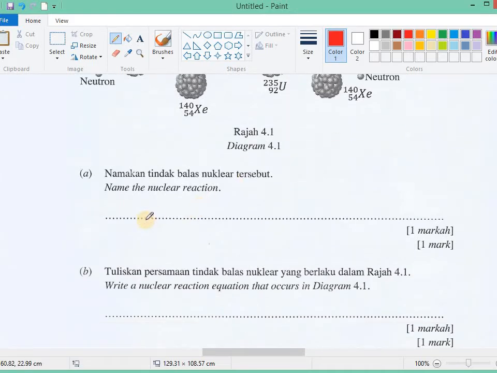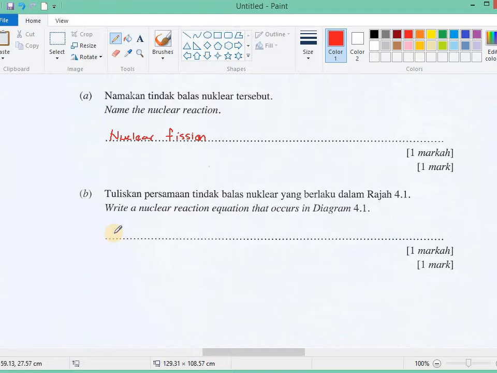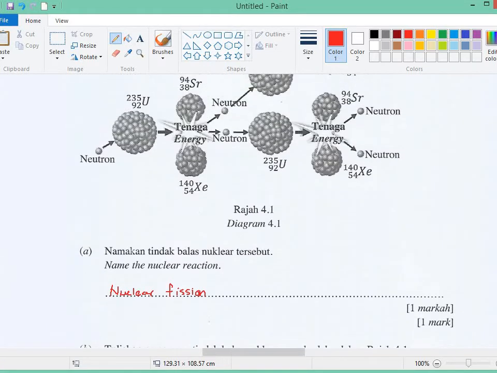Okay, name the nuclear reaction. So this is nuclear fission. Okay, this is nuclear fission. Next, write a nuclear reaction equation that occurs in diagram 4.1. So this one is a neutron going into uranium, the uranium splits into strontium and xenon and releases two neutrons.